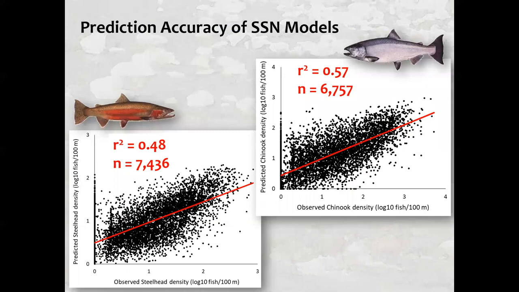So once we fit the models, we can then make predictions for abundance at a site relative to observations, and these scatter plots are just summarizing that. For juvenile Chinook, we could account for 57% of the variability at those 6,757 site years of data, and for steelhead, not quite as good, but still about 50% of the variability.